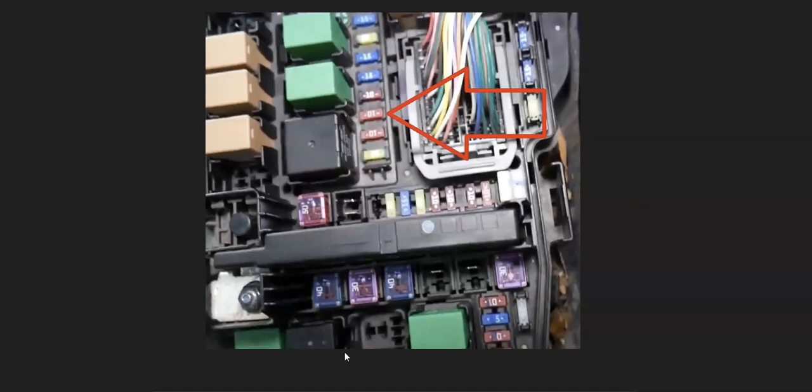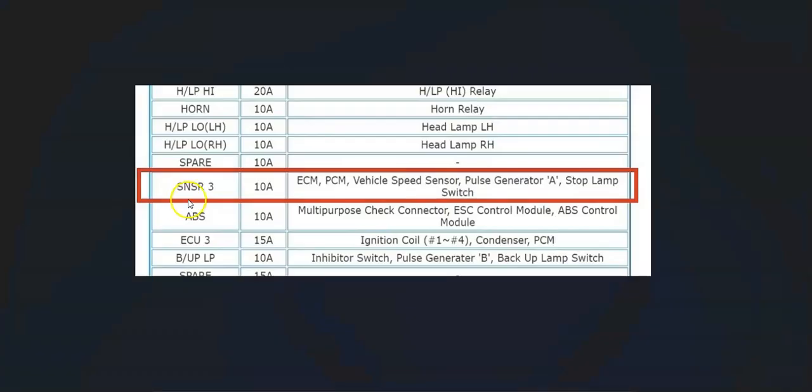I believe this is a 2012 Kia Soul, and it'll be labeled SNSR3. It's a 10 amp fuse on this particular Kia. So this can vary a little bit depending on the year and the model, but there will be a fuse in there, usually inside the engine compartment fuse box, that controls this circuit. And if it blows, then you won't get any power. So that's something to keep in mind.